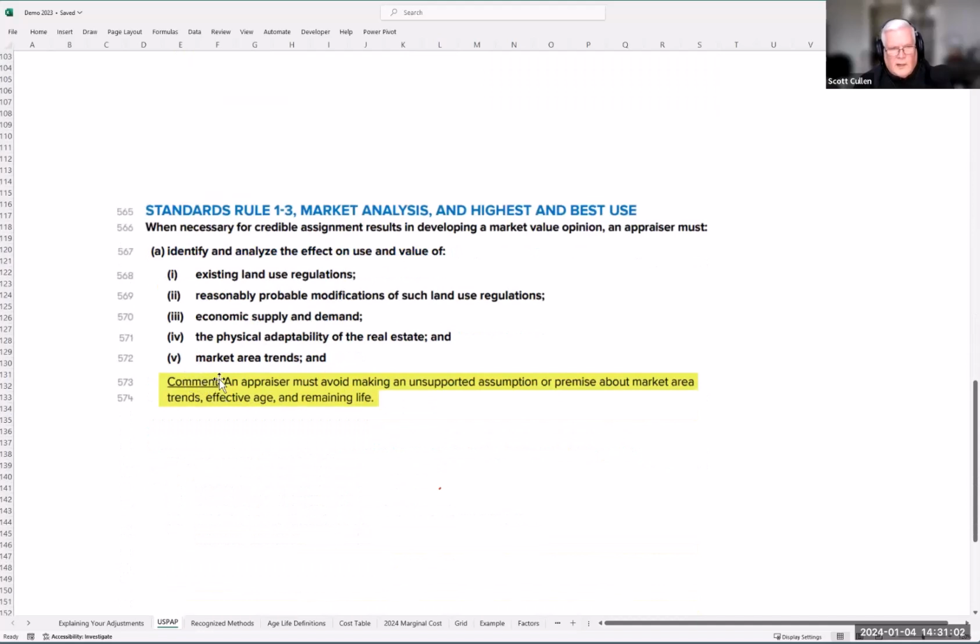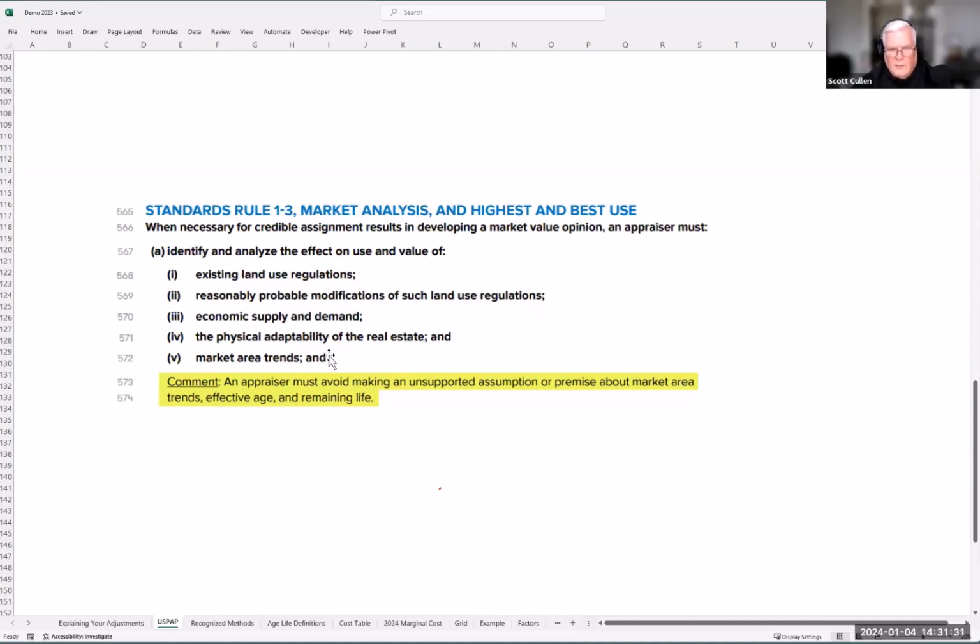And it says here that an appraiser must avoid making an unsupported assumption or premise about market area trends. We're all well aware of that for many years. But more recently, I don't think people were paying attention to this, but we're also supposed to be supporting effective age and remaining life. So Solomon will do that for you by running that cost approach, not as a means of getting to a value, but as a way of analyzing a scenario that you're involved in.